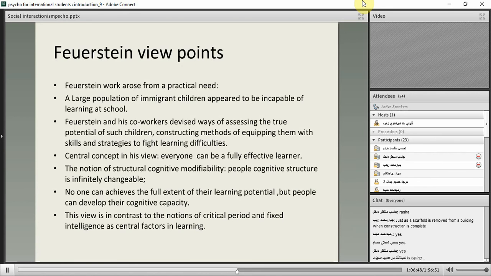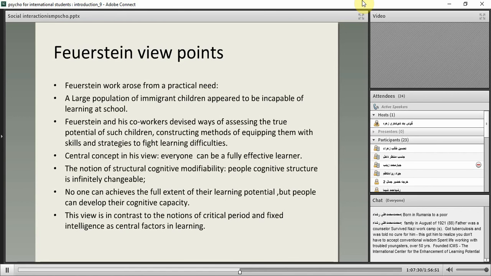So no one can achieve the full extent of their learning potential. So our potential for learning is indefinite, right? It is infinite, but people can develop their cognitive capacity. And this view is in contrast to the notion of the critical period. I'm sure that you know about the critical period hypothesis and fixed intelligence as central factors in learning. Some people previously, based on the critical period hypothesis, do you know about it?